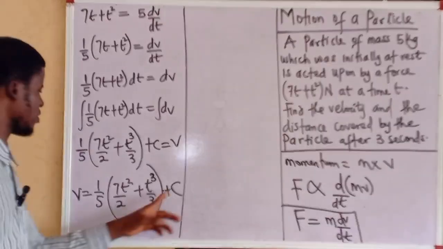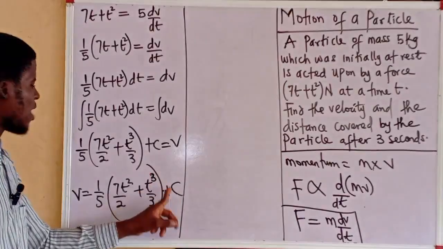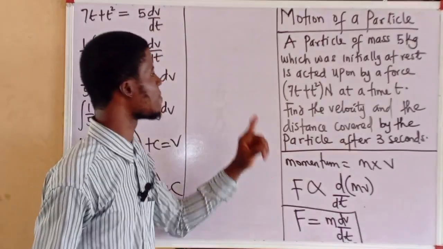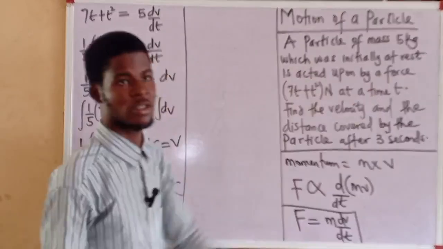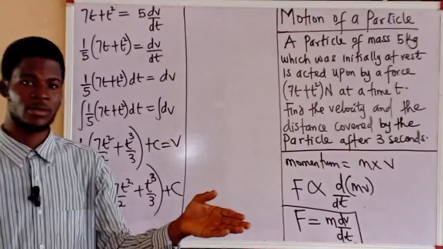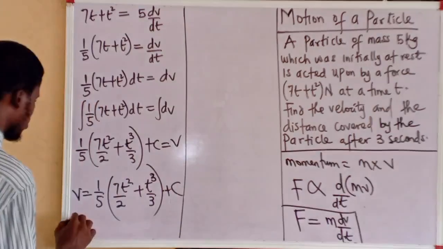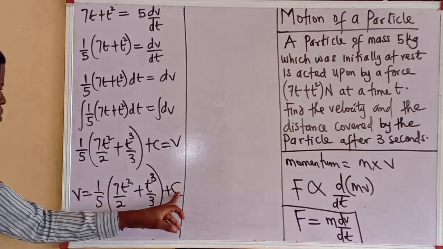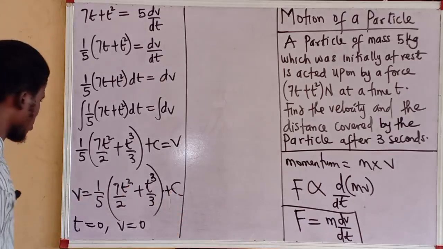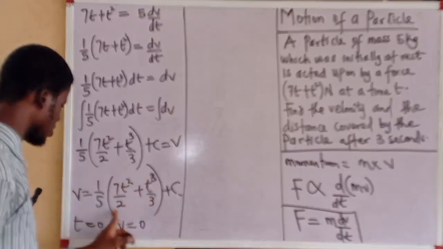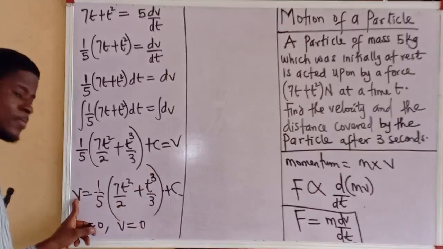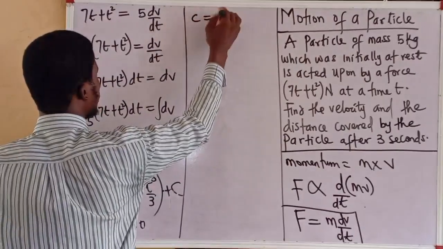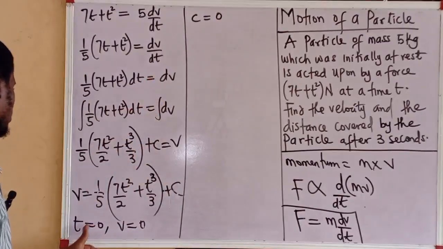So let's determine c, the constant of integration. To get it, we need a value for velocity and a value for the time. But the question says that the particle was initially at rest. That implies that the velocity is 0, and the time is also 0. So t is equal to 0 and v is also equal to 0. If I plug in 0 for t and 0 for v, I will get 0 equal to c. Everything in the bracket is 0. So v equal to 0, t equal to 0 gives c equal to 0. It is very clear that c is 0, given that t is 0 and v is also 0.